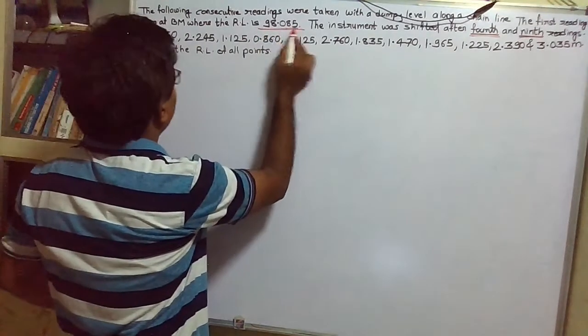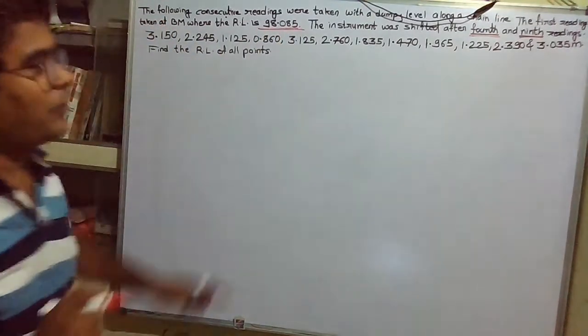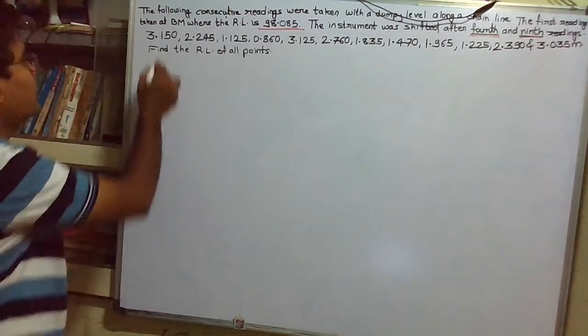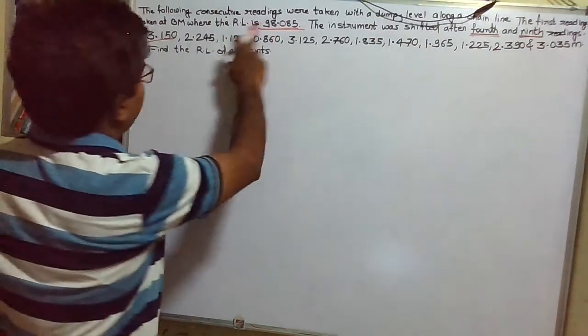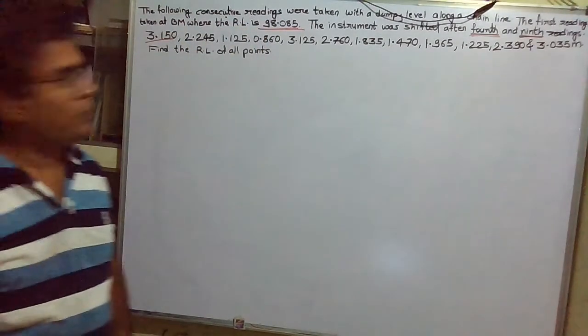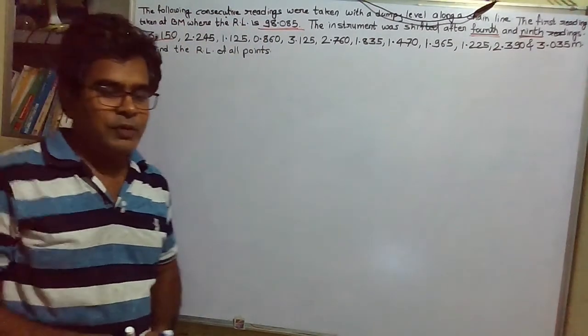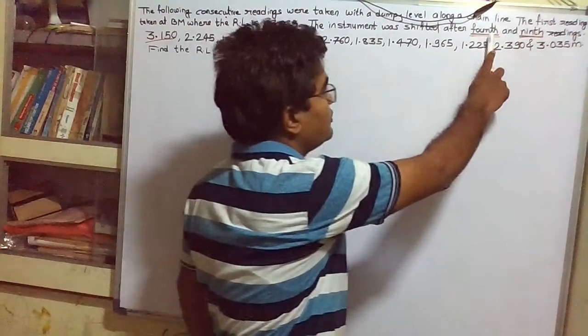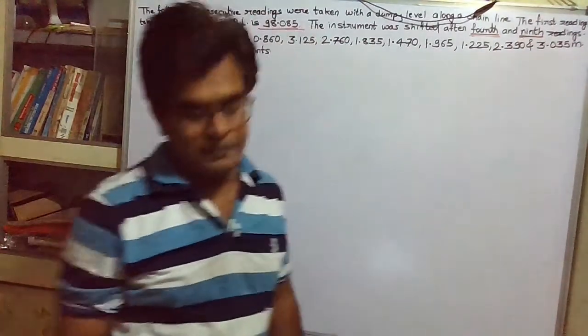So here, the first reading taken, that is 3.150, is taken at the benchmark. The RL of benchmark is 98.085. And the next important point is instrument is shifted after fourth and ninth reading.